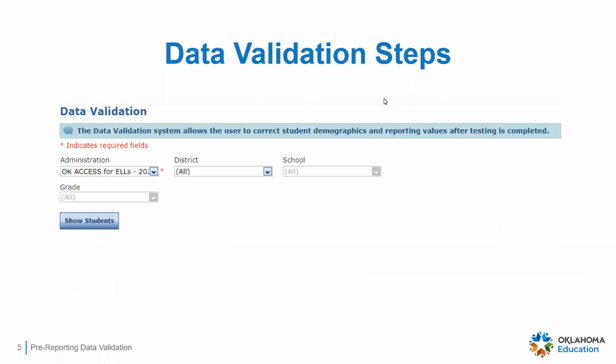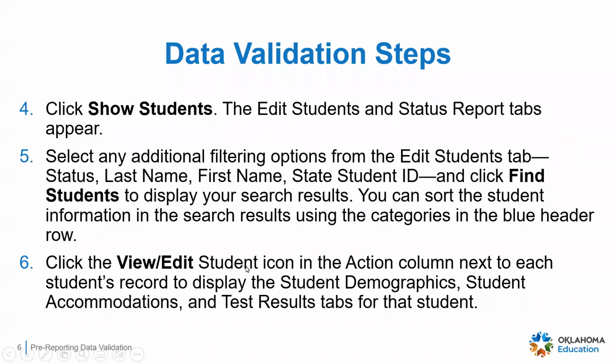This is what that page will look like. After you put in the ACCESS for ELs administration, then you will also put in your district. This will be 2022-2023. And then you'll click Show Students. So that's what the page will look like in WIDA AMS.